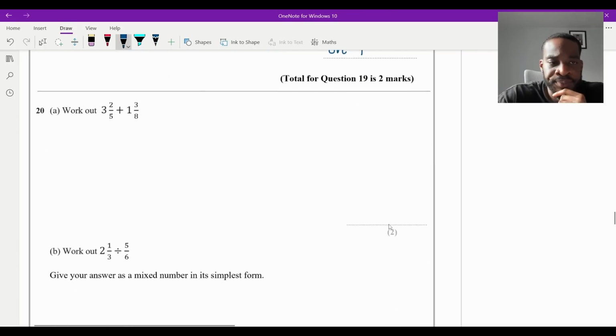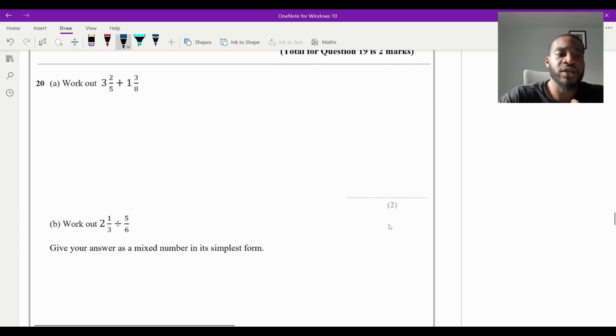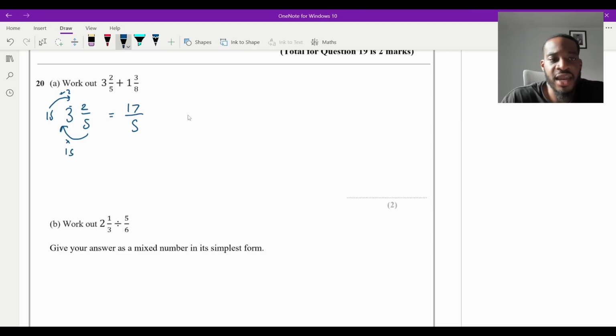Now, let's do question 20. Part A says work out 3 and 2/5 plus 1 and 3/8 for 2 marks. Okay, so with this one, firstly, these are mixed numbers. I need to change these to top heavy fractions. So I'm going to do 5 times 3, which is going to be 15. We times them together, and then we add that 15 onto the numerator. 15 plus 2 is 17. So that becomes 17/5.